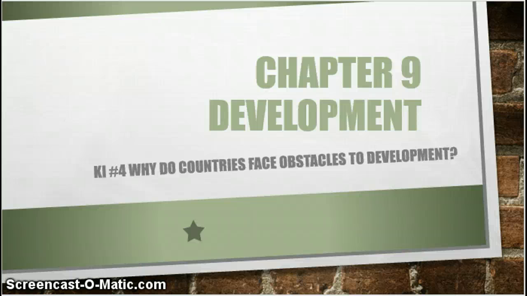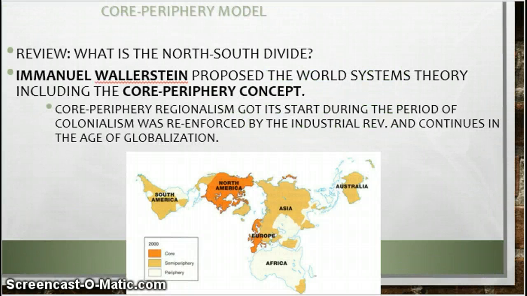Chapter 9, Development, Key Issue 4. Why do countries face obstacles to development? We've talked about this a number of times, this core periphery concept, also kind of that north-south divide between developed and developing.